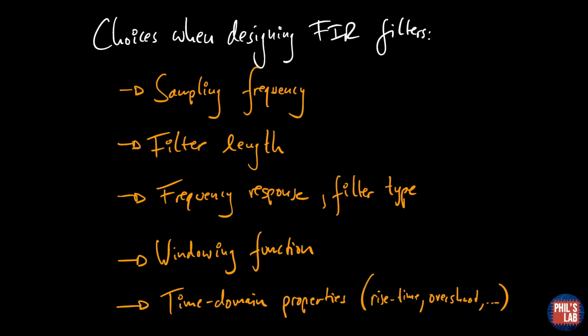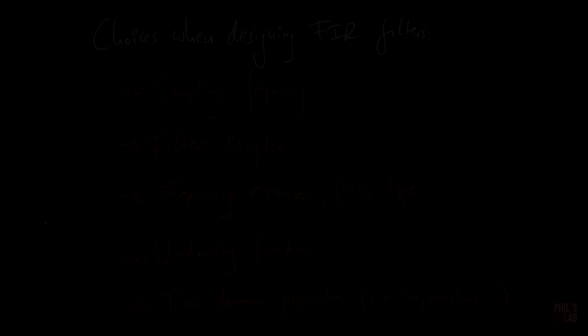Then, of course, we can define the frequency response in the filter type. So do you want a low pass, high pass, band pass, notch filter, and so on. The windowing function is quite important to choose as well. There's stuff like Hamming, Hanning, Blackman, and so on. Lots of different windowing functions we can choose from, and they all have different benefits in the time and frequency domain. But we're not only interested in the frequency response of a filter. Sometimes the signals of interest, our input signals, have really sensitive time domain information, and we don't want to distort that too much. So we might want to look at things such as rise time and overshoot and so on.